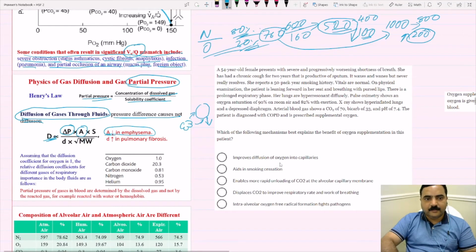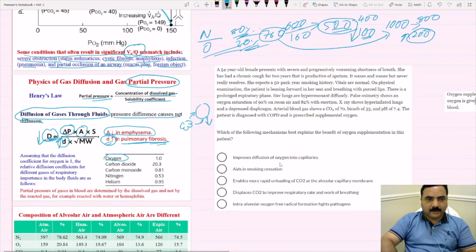There will be decreased diffusion. Whereas the thickness of the diffusion membrane, the pulmonary membrane present between the alveoli and the blood, gives the thickness. In pulmonary fibrosis, what happens to that? It increases. This is inversely proportional to diffusion. So when you increase this, diffusion will be decreased. So in conditions like pulmonary fibrosis, the diffusion of the gases will be decreased, especially of the oxygen.